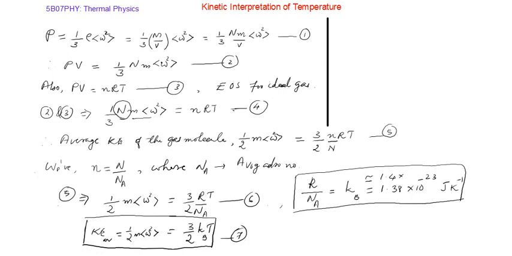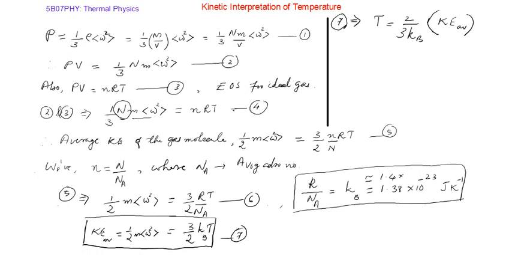So I'm writing equation number 7. What is equation number 7 telling you? KE average is equal to 3 by 2 kBT. Let me rearrange this one, because we need to interpret temperature. T is equal to, taking all other terms to the side, 2 by 3 kB into KE average, the average kinetic energy. Remember, this is per molecule of the ideal gas.